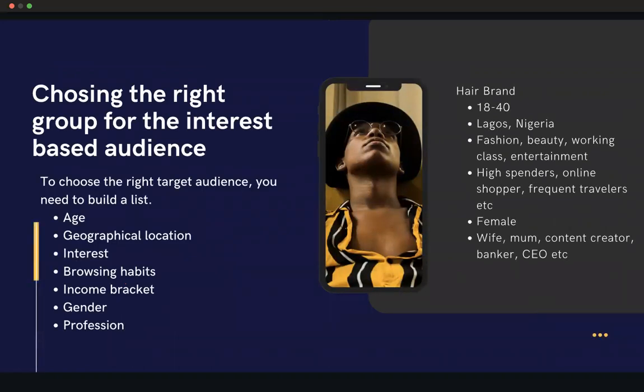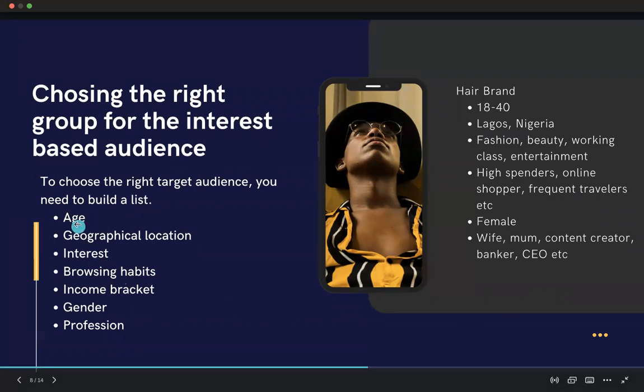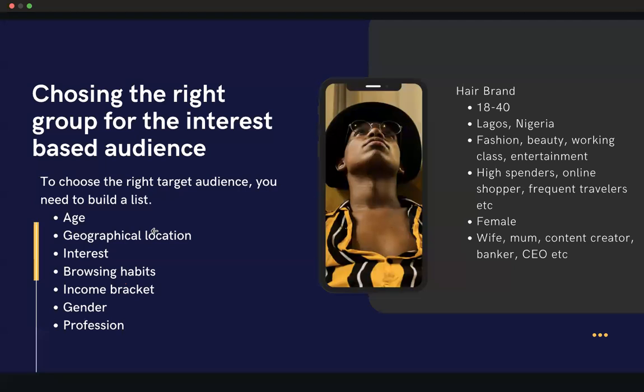So how do you choose the right group for your interest-based audience? To choose the right target audience, you need to build a list. You're saying, oh, I want to run interest, but I want to be able to target my interest. How do I do that? If you use this checklist, just write it somewhere. You write age, location, interest, browsing habits, income brackets, gender, and profession. I think I actually missed one there, but that's fine.